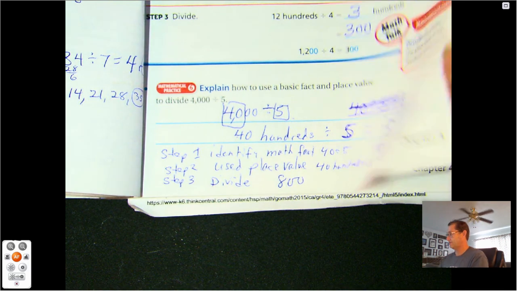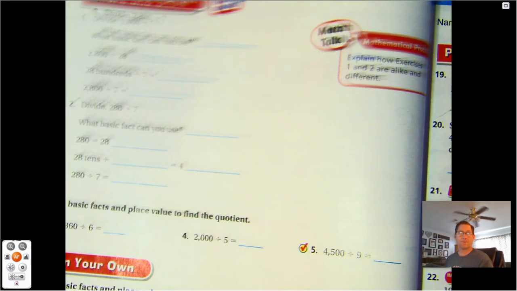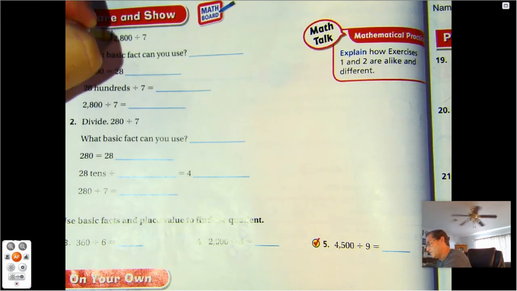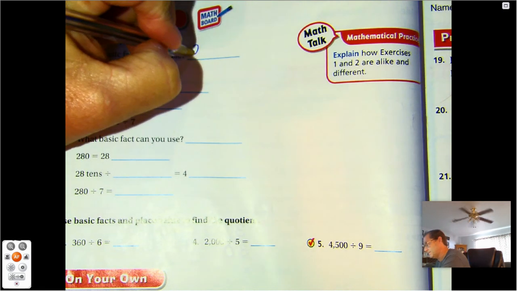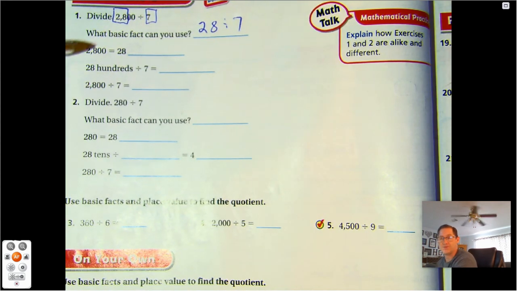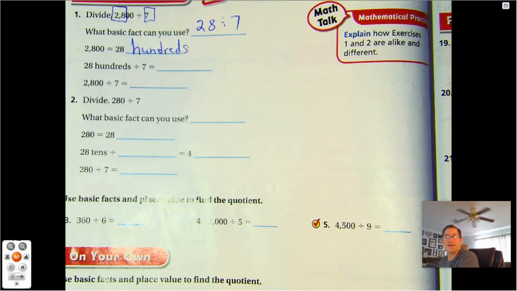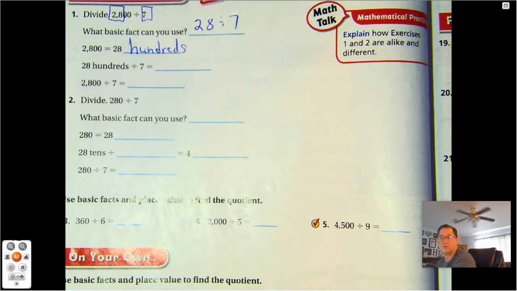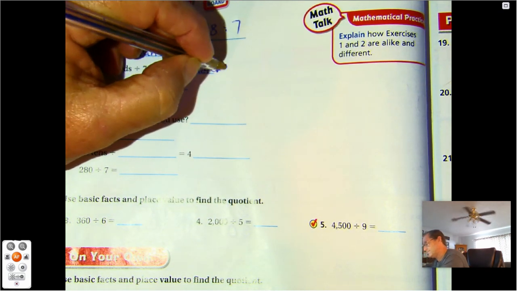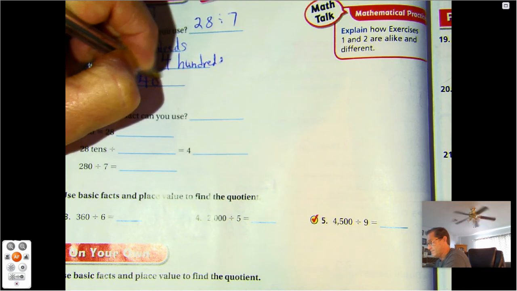Okay, go to 156. On 156, number 1, divide 2,800 by 7. What's the basic math fact we can use? We're going to take 28 and divide by 7. What's another way of writing 2,800 using place value? 28 hundreds divided by 7. 7 times what is 28? 7, 14, 21, 28, 4. So 4 hundreds times 7 is 28 hundreds. So 2,800 divided by 7 is 400.